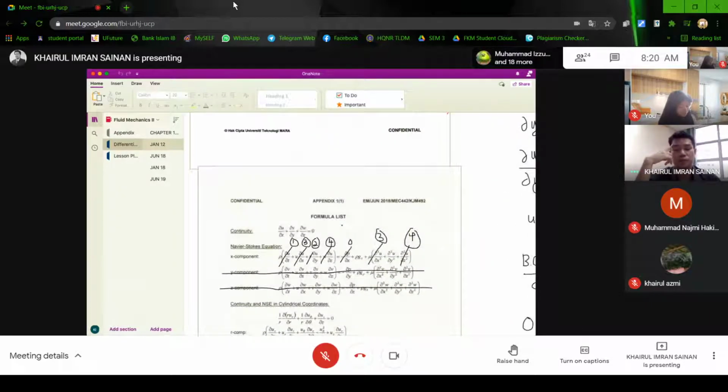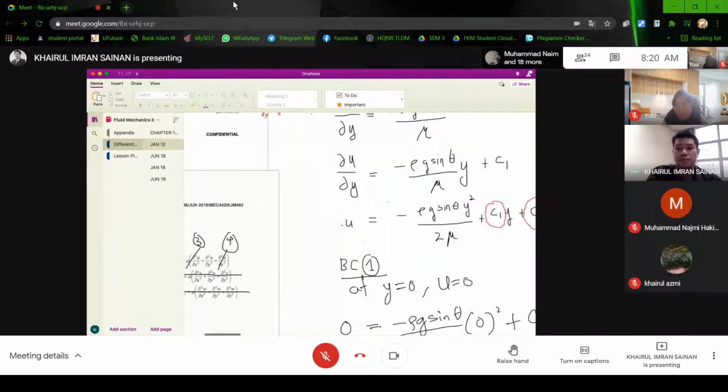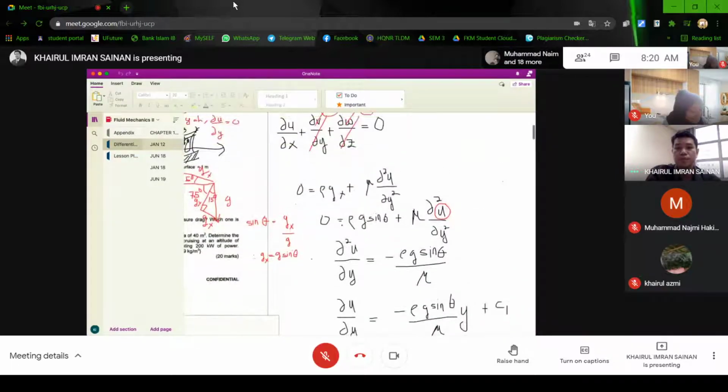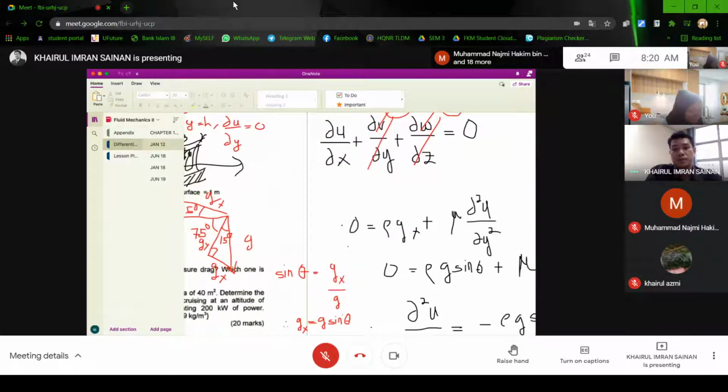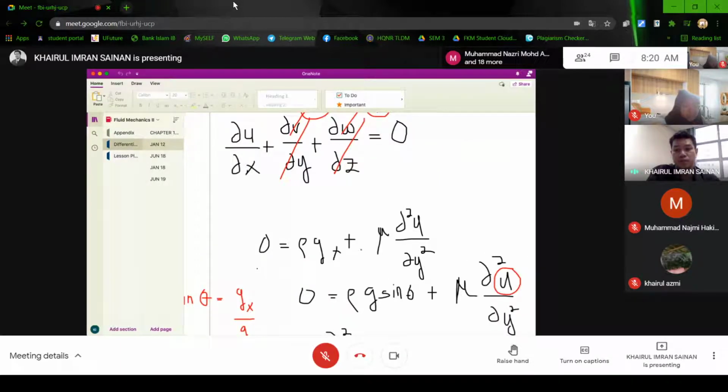Last week, we did the Navier-Stokes equations simplification. So we cancel out certain terms and we are left with this one. So 0 equals rho gx plus mu del squared u over del y squared.